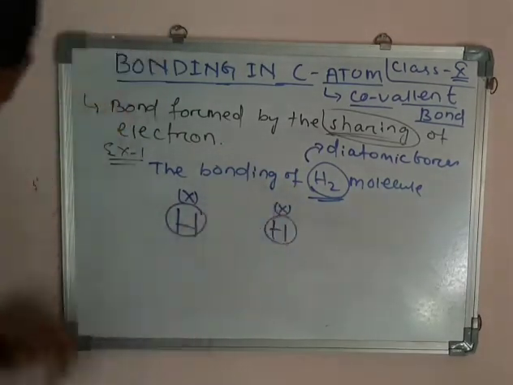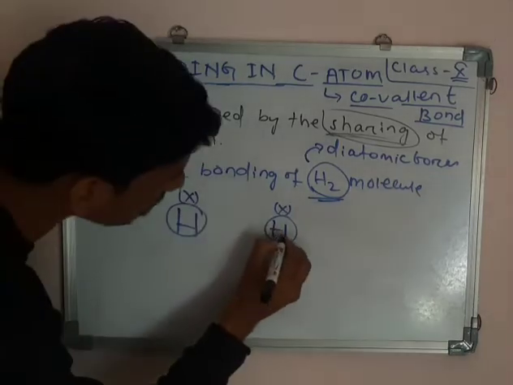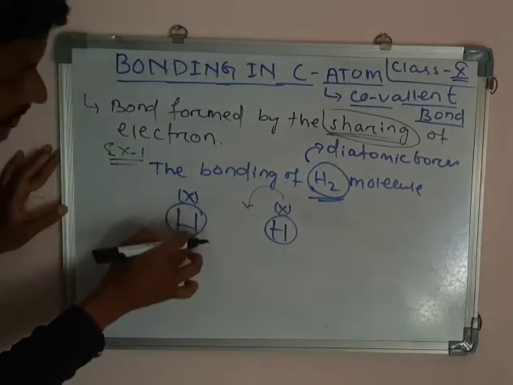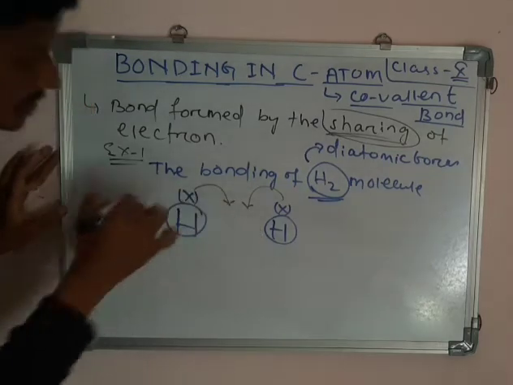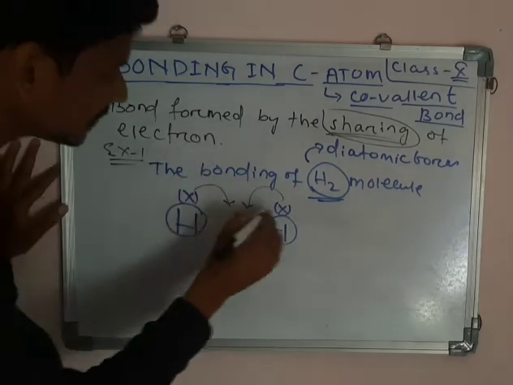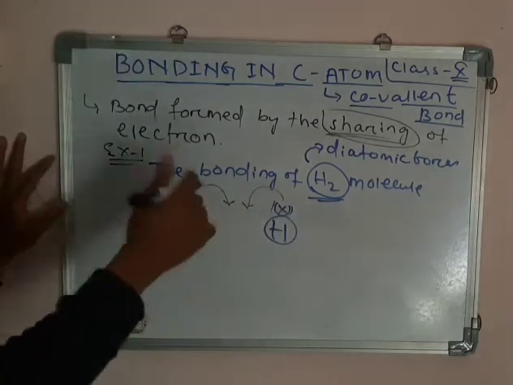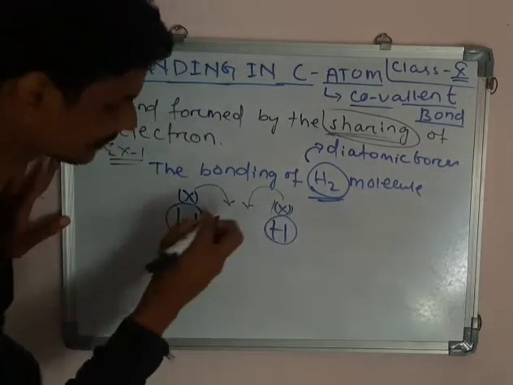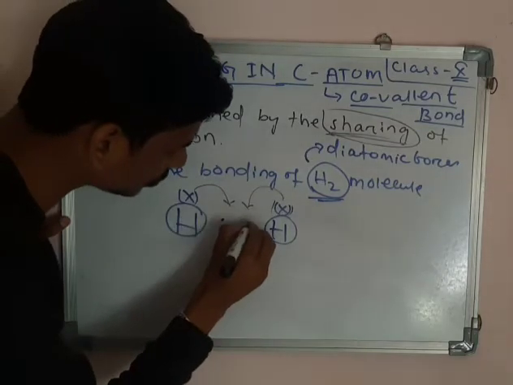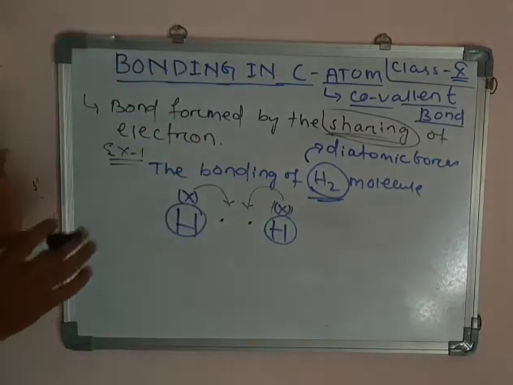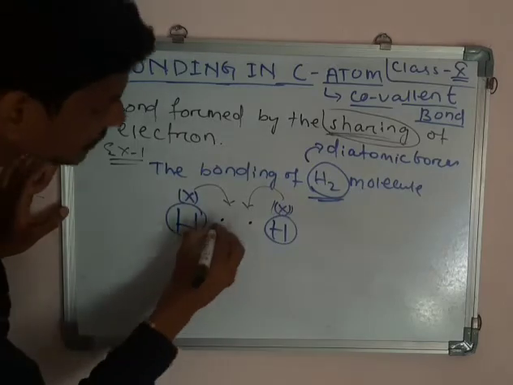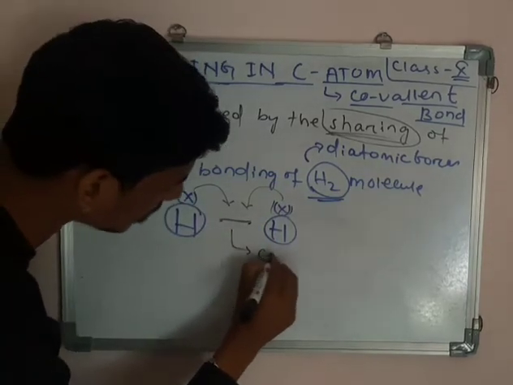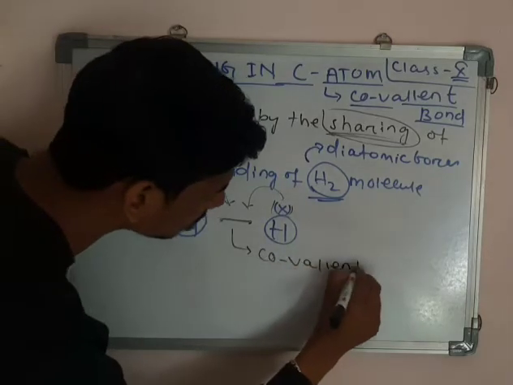Here is only one. As we know that in covalent bond the sharing of electron takes place. That means this hydrogen atom will share this electron and also this hydrogen atom will share this electron. Sharing of two electrons takes place in between these two hydrogen atoms, so that a bond will form, and this bond is known as covalent bond.